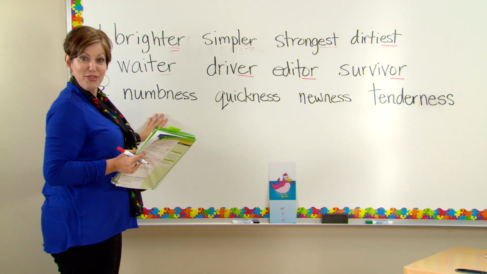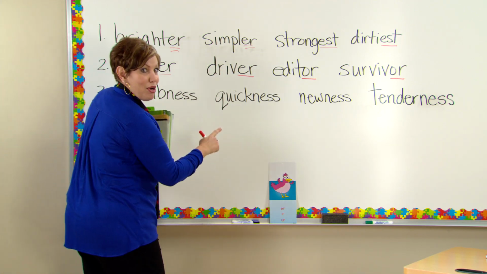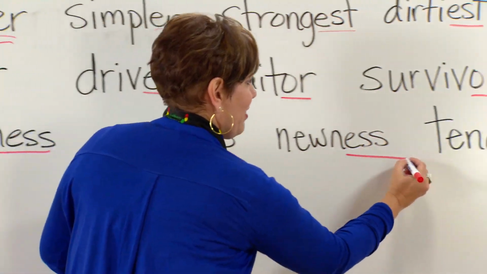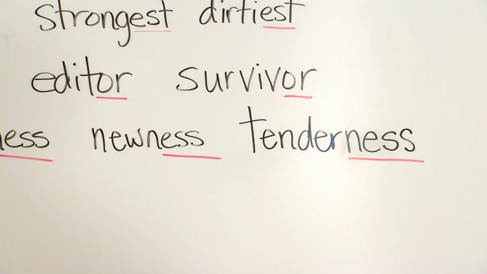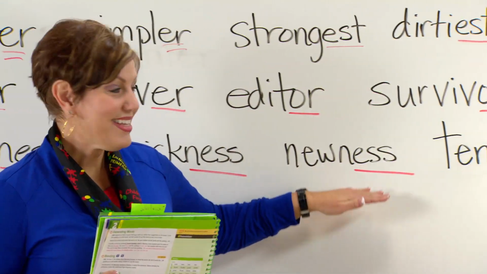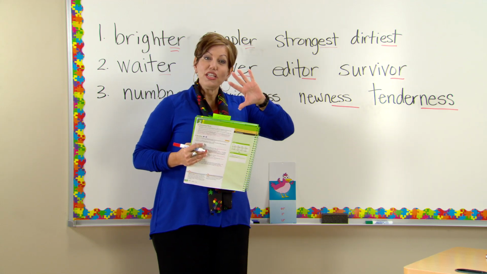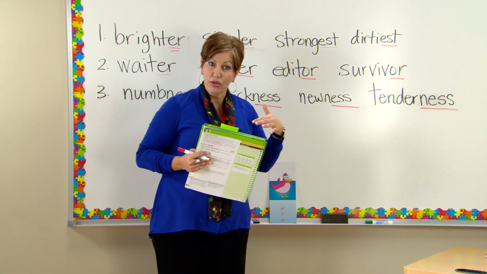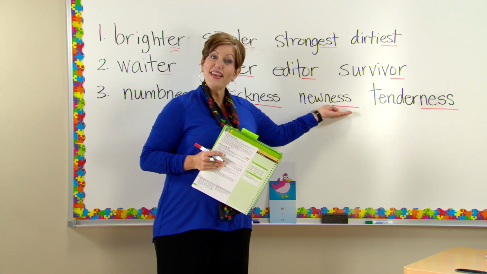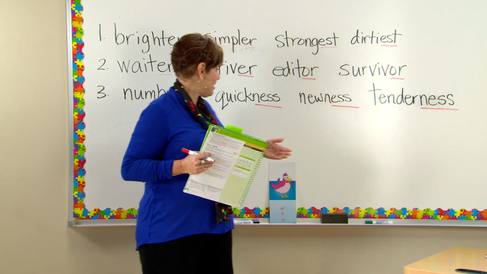Now let's look at line 3. Are you ready? Everybody, here we go. What do you think the suffix is, boys and girls, on each line? Ah, yes, you found out, right? Ness. Let's look at these. Okay, let's read. Numbness, quickness, newness, tenderness. And guess what ness does to the word, everybody? It actually changes the adjective to a noun. So if the word is new, adding ness to it makes the word a noun, okay? So new, ness, the act of being new. Does that make sense, everybody?